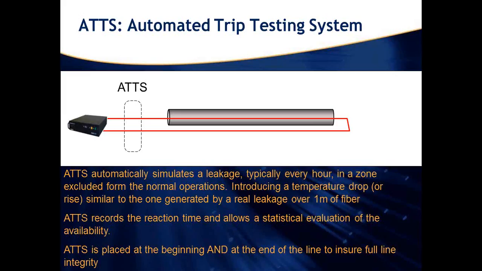Another advantage is that since the ATTS is placed both at the beginning and at the end of the cable, it's possible to make sure that the whole line is available. So if the cable is broken somewhere, we will see the temperature drop at the beginning, but not the one at the end of the cable, and therefore we can also identify those failures. These failures are also identified by the DTS, but this doubles the possibility of early detection of such an event.